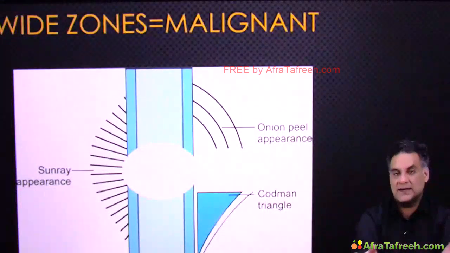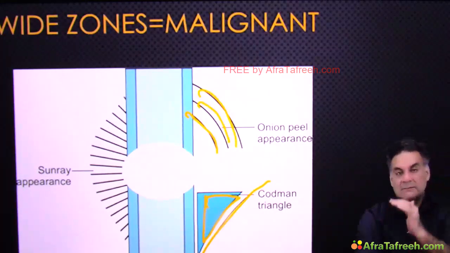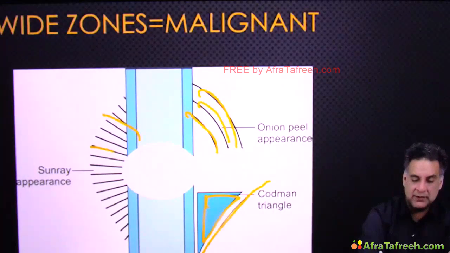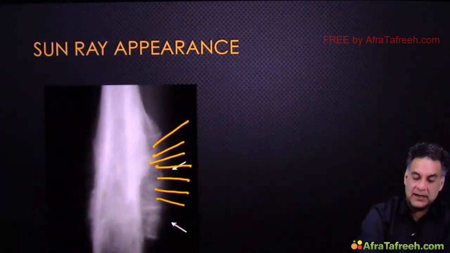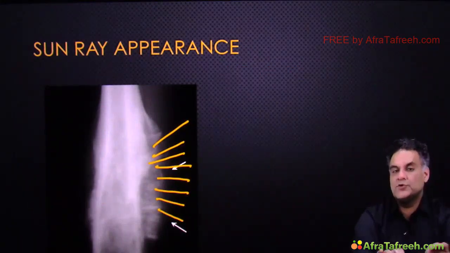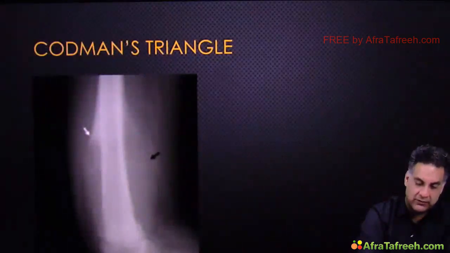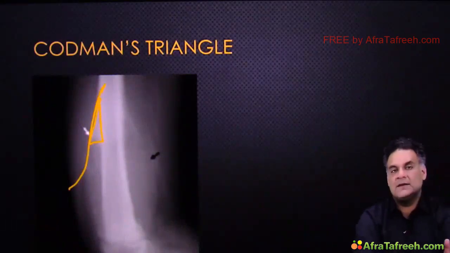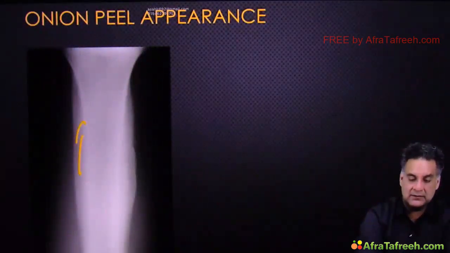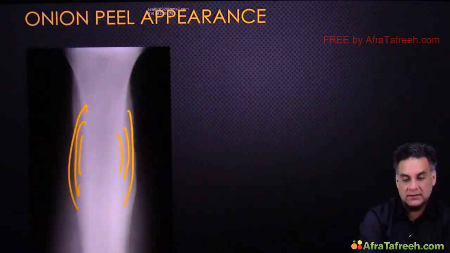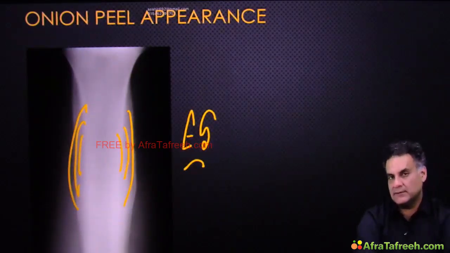Wide zone, 3 types. Triangular piece underneath, Codman's triangle. Multiple layers like the peels of an onion, but then you have the classical sun ray appearance. When you have sun ray appearance, think about a malignant lesion, usually osteosarcoma. When you have a triangular piece of bone underneath, a malignant lesion, usually osteosarcoma. When you have multiple layers, that will give a hazy feeling to the cortex. Onion peel appearance, any malignant bone tumor, usually Ewing sarcoma.